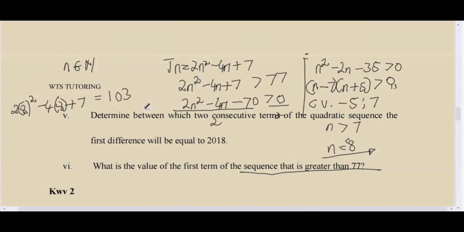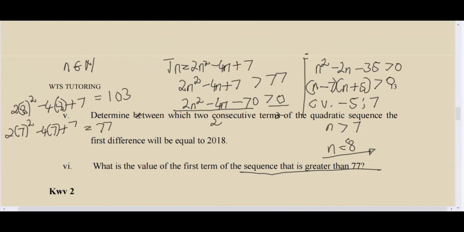Now, to actually prove that 8 is the first term that will be greater than 77, let's substitute 7 and see what we actually get, right? Then if we substitute 7 instead, let's see. If we substitute 7, we get exactly 77.